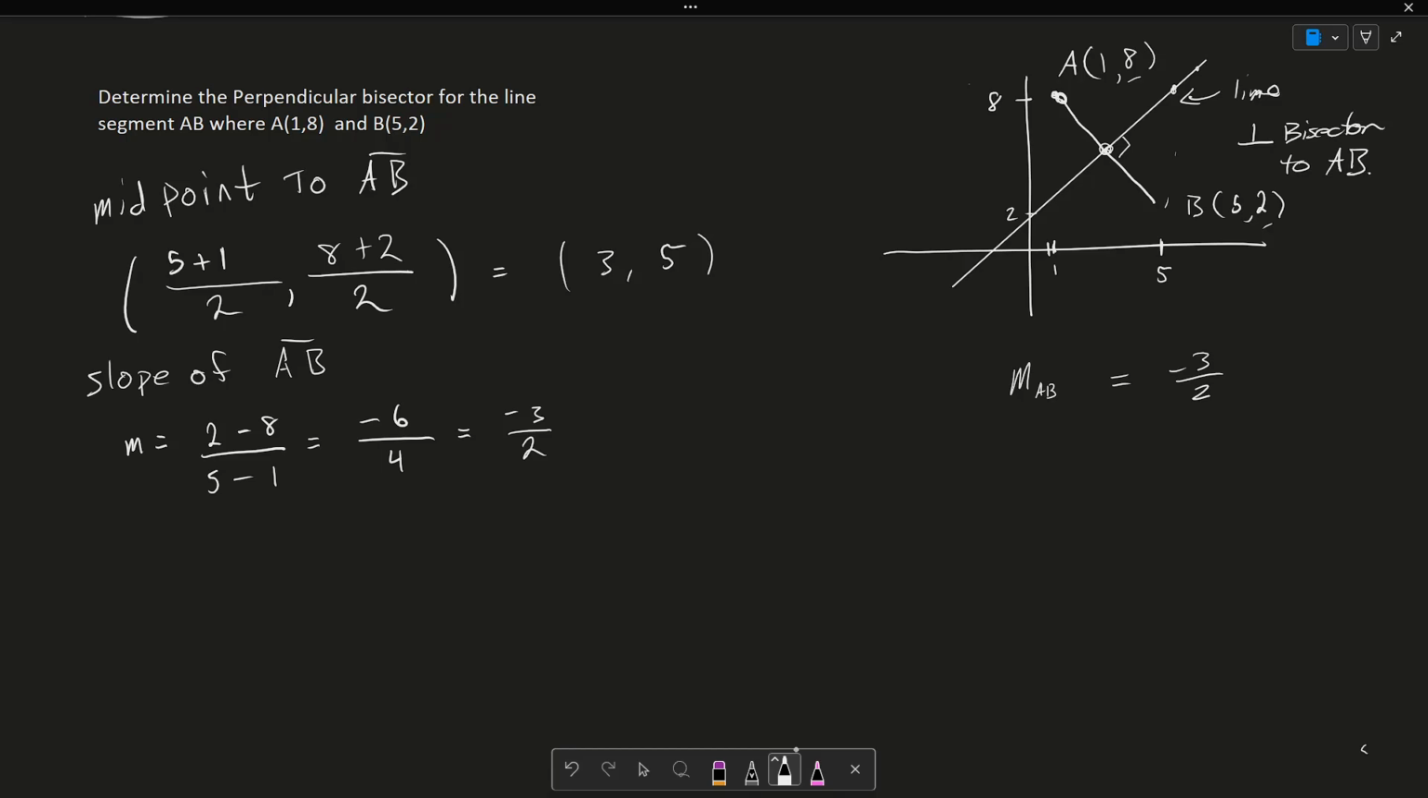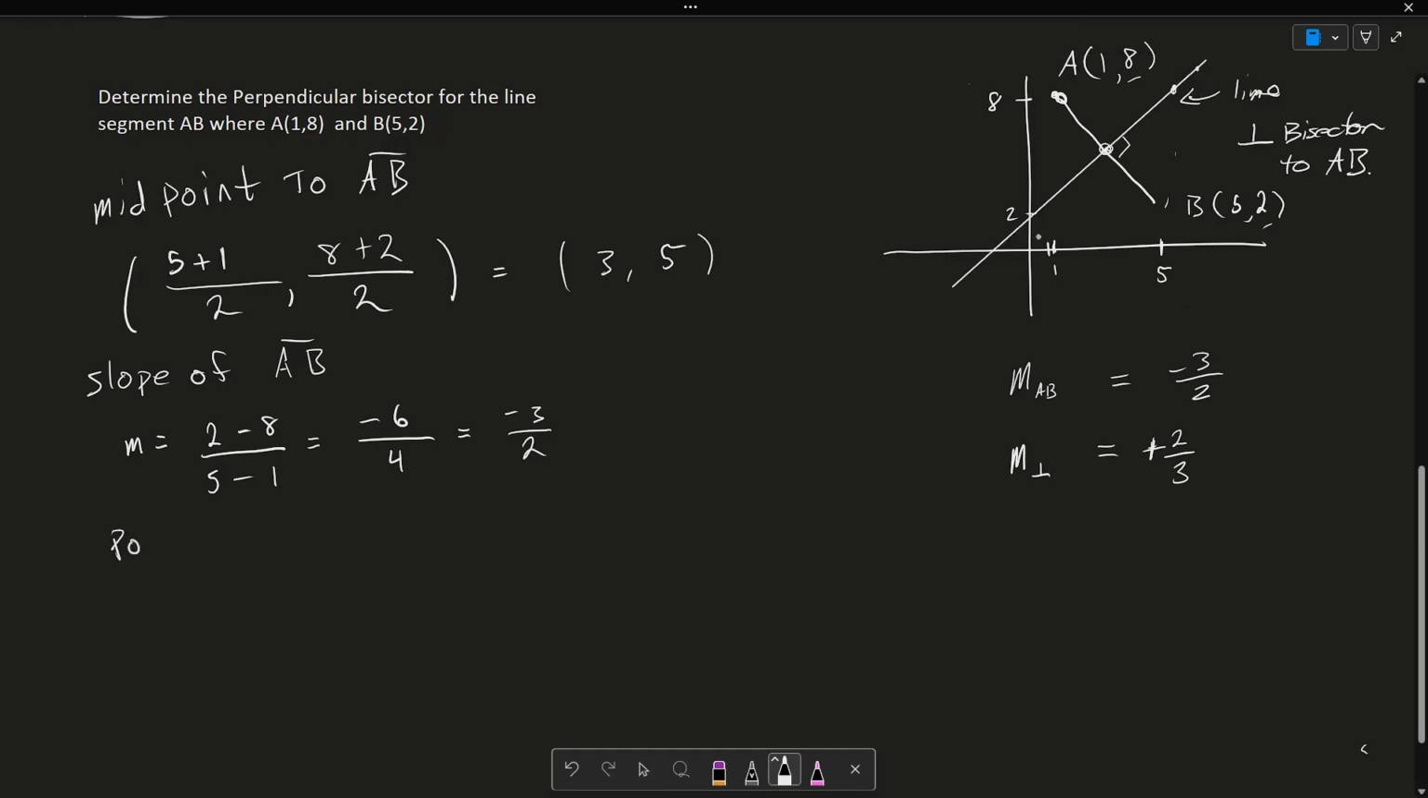Now I need a new line that's perpendicular to it. Remember, in order to find a perpendicular slope, I just take the reciprocal and change the sign. If it's negative, I change it to positive, or if it's positive, I change it to negative. So if the slope of this line is negative 3 halves, then the slope of this line is positive 2/3. And so now I have the ability to make the perpendicular bisector.